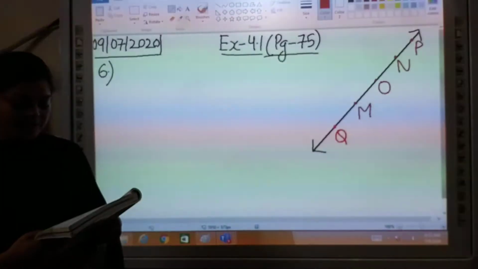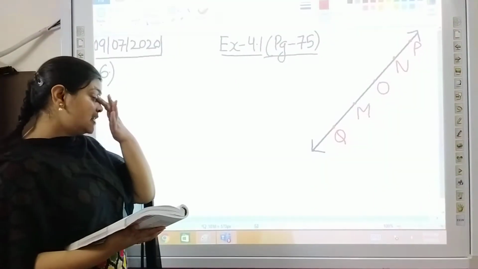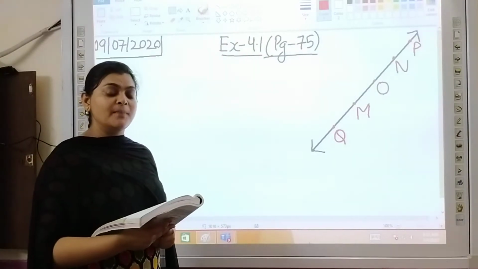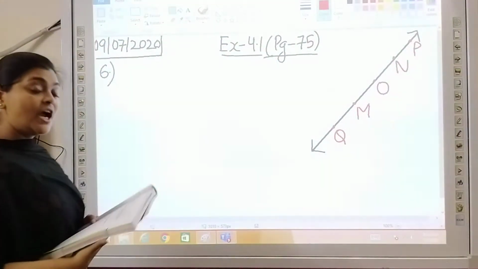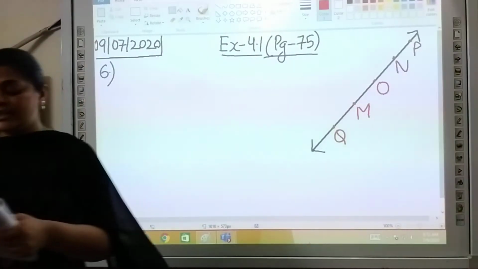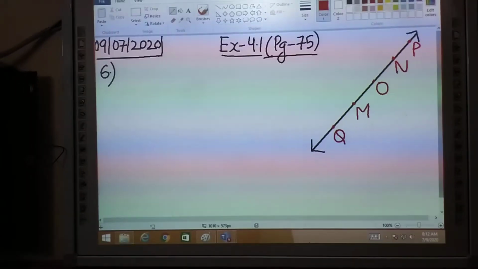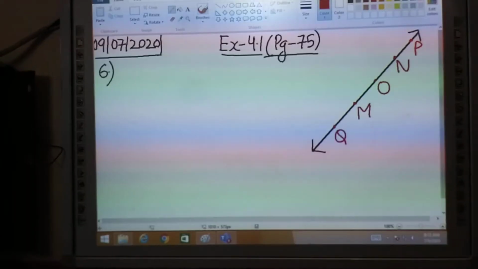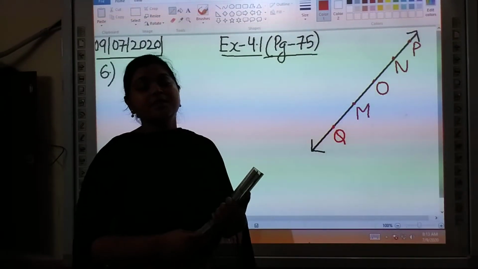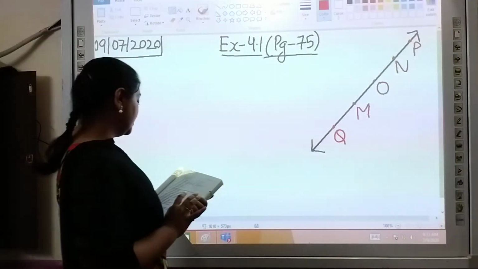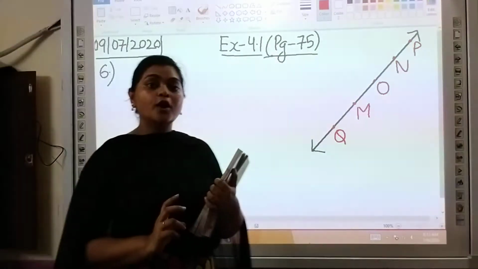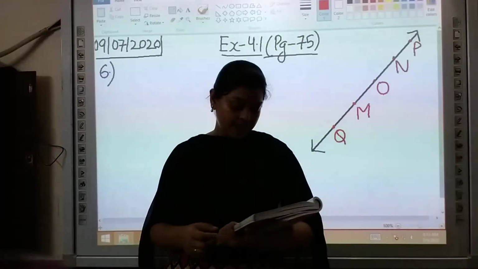So in question number 6, we are given a figure in which a line is drawn and there are 5 points marked on that line. Now we have to answer a few questions based on the information given to us. आपको आंसर ट्रू और फॉल्स के फॉर्मेट में देना है, ओके?